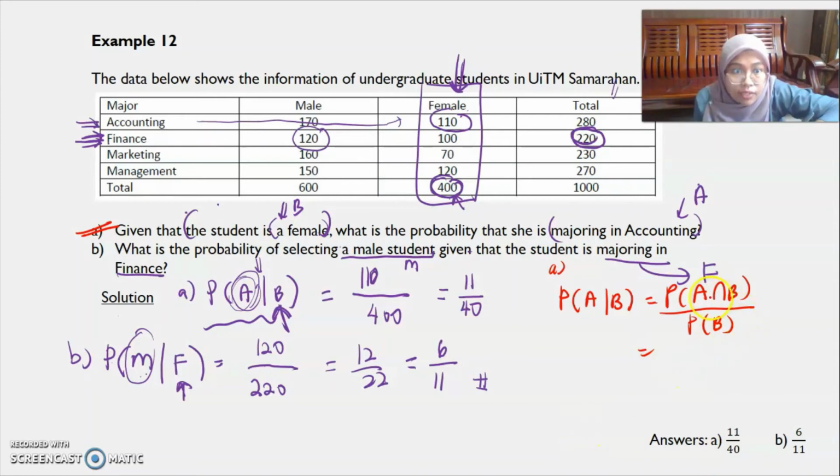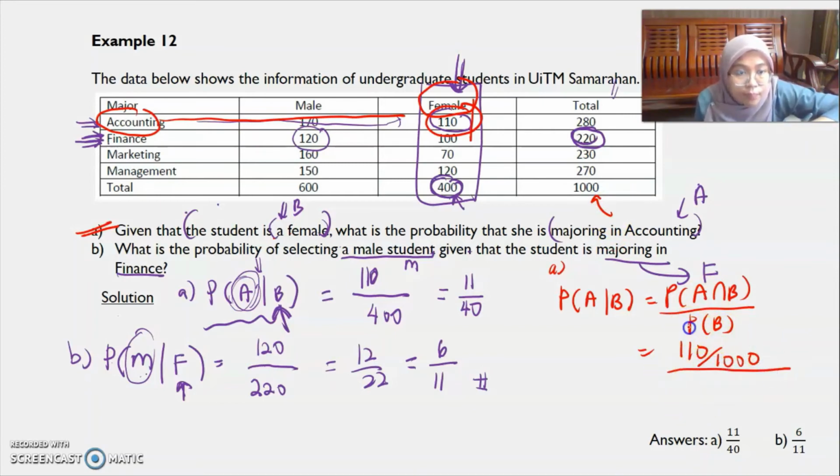So A is the event of the student being a female, and B is the event of the student majoring in accounting. The intersection of these two is 110. But now we want to figure out the probability. 110 is just the number of A intersect B, so 110 divided by the total outcome of 1000, divided by the probability of B.